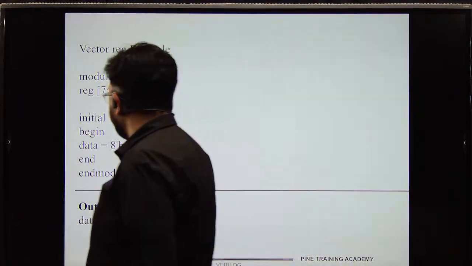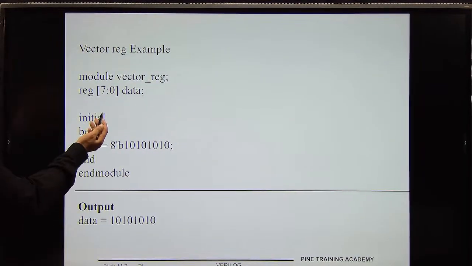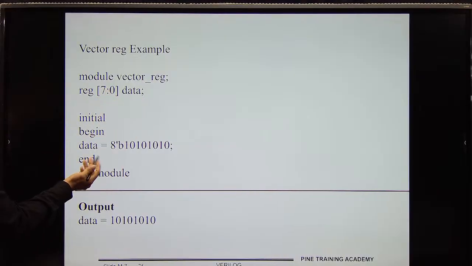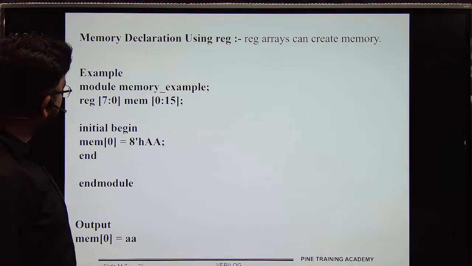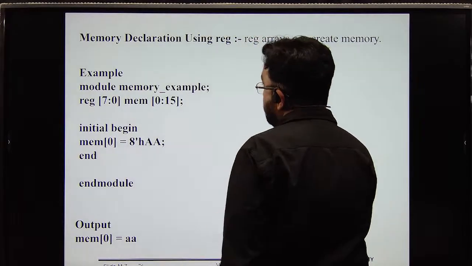Okay, so some more examples of initial. So module vector reg 7 to 0 data. I have assigned some value. Now what is the output? In a very simple way, this is my output. Okay. Memory declaration, that is a two-dimensional.